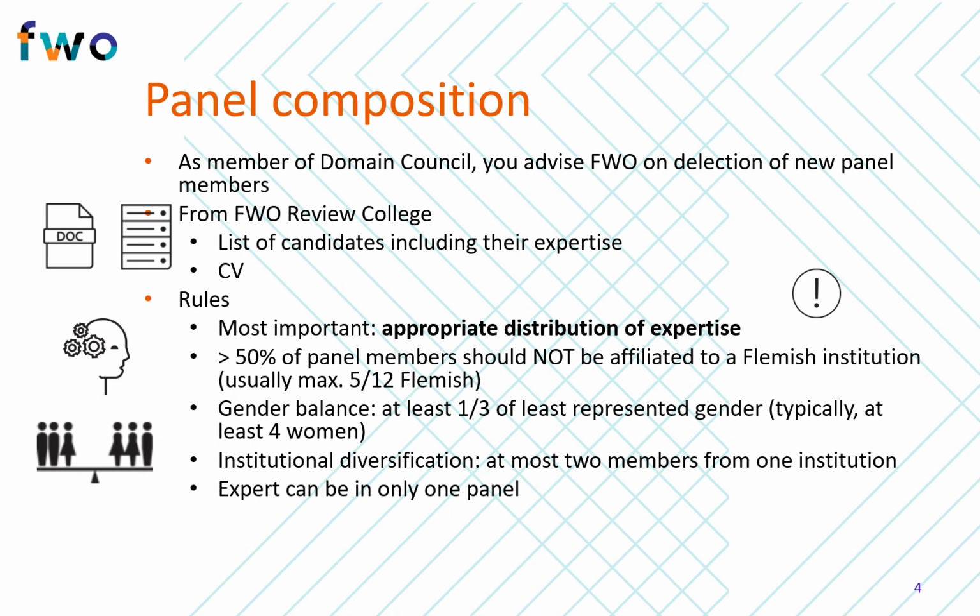Another consideration in selecting new panel members is the gender balance in the panel. In line with international trends, we aim to have at least 1/3 of the members from the underrepresented gender. Typically, this will mean that in a panel of 12 members, we should have at least 4 women. Institutional diversification is also important, which is why we aim to not have more than 2 members from the same institution in the panel. This applies to Flemish as well as international institutions. Finally, an expert can serve only in one expert panel at the same time, so you have to make sure the expert you select is not also selected for another panel. The FWO staff will help keep track of this.